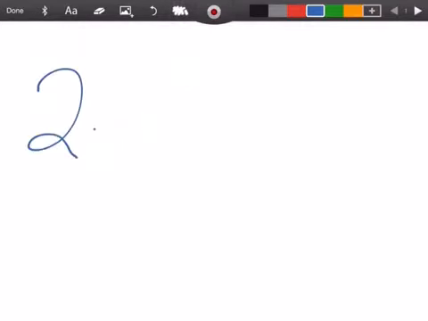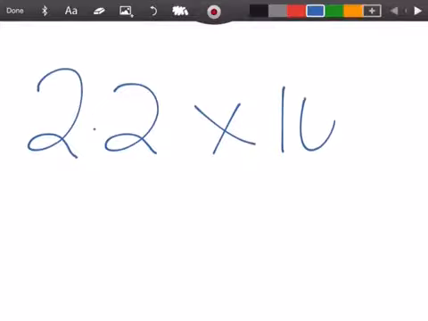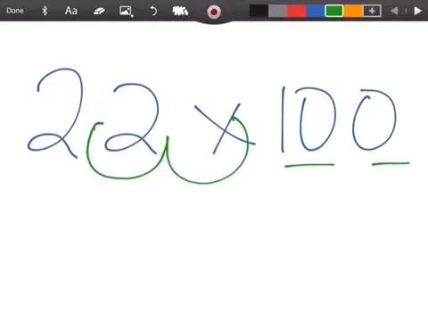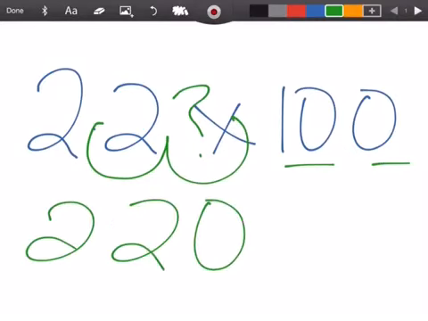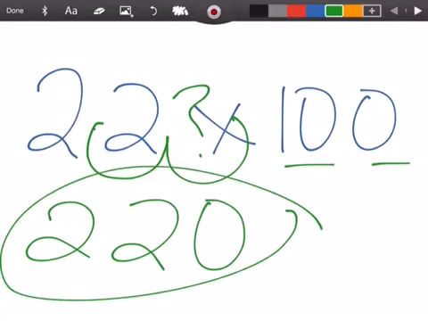Let's say I have this, and I want to multiply by 100. Same thing, I have to swoop twice, once, twice, but there's no number here. So that place is going to represent a 0. 2 and 2 tenths times 100 equals 220.